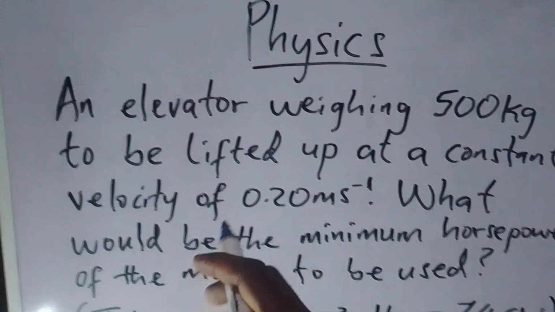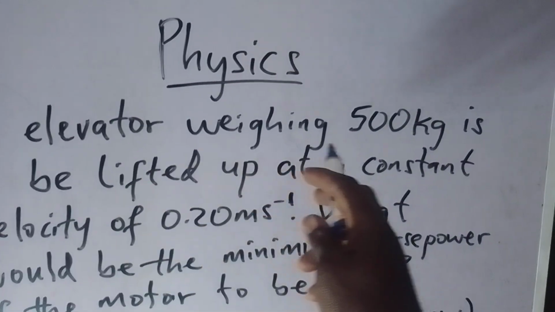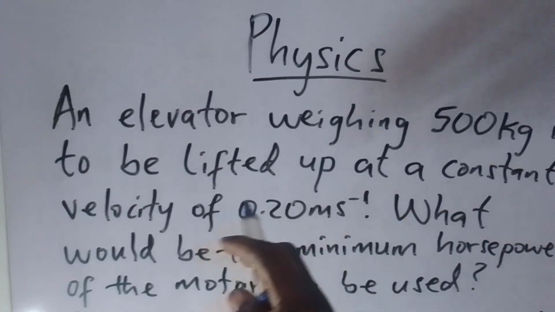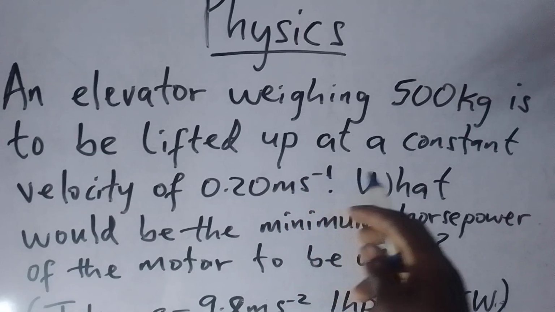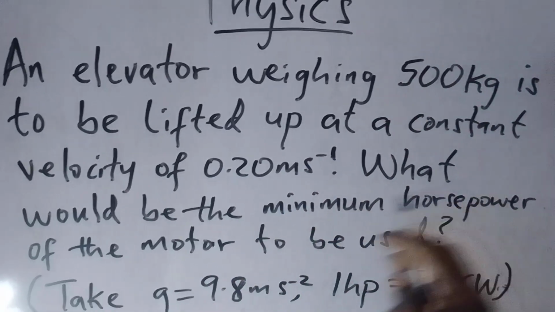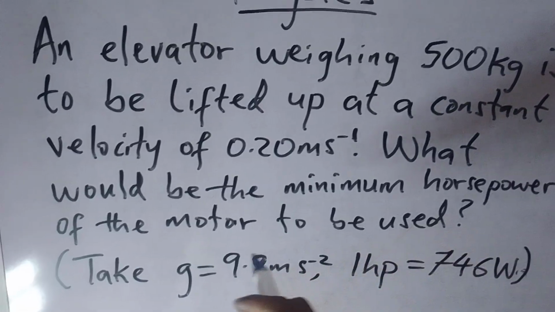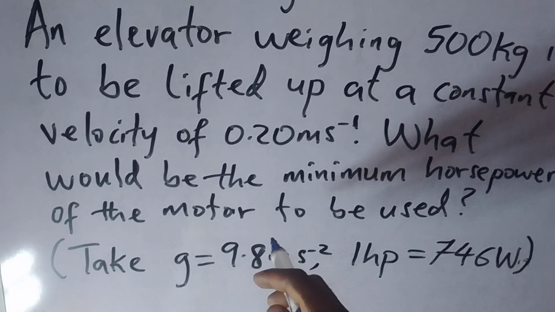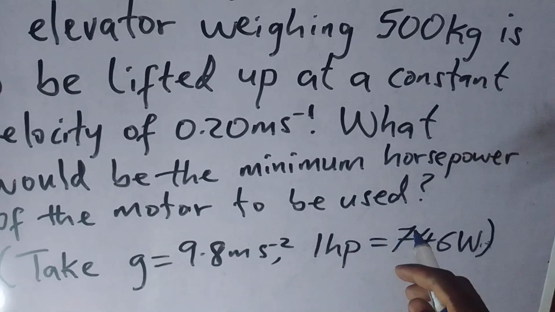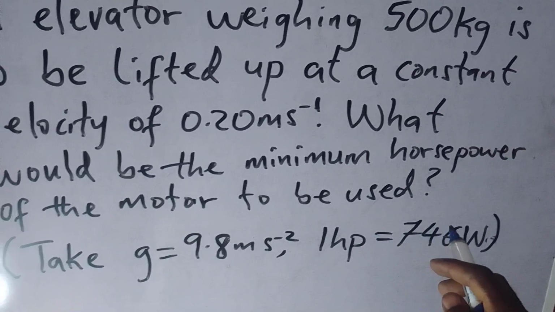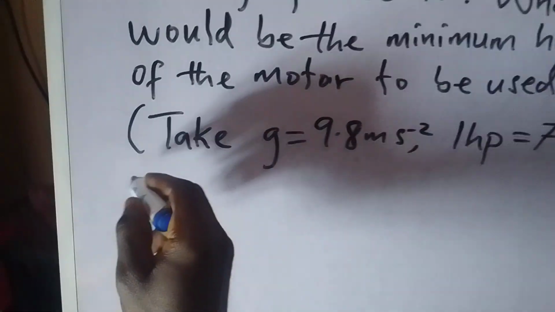The question that we have says an elevator weighing 500 kg is to be lifted up at a constant velocity of 0.2 meter per second. What will be the minimum horsepower of the motor to be used? Taking the acceleration due to gravity to be equal to 9.8 meter per second squared, and 1 horsepower is equal to 746 watts.